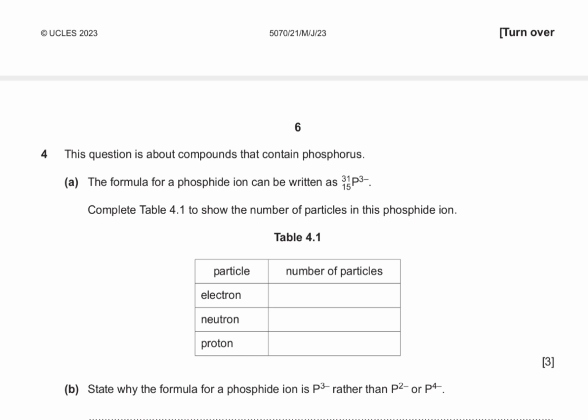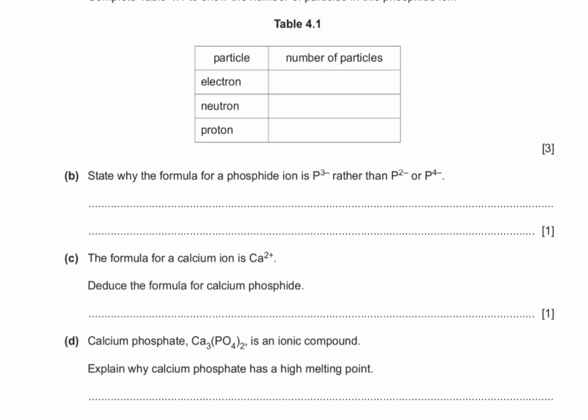State why the formula of phosphide ion is P3- rather than P2- and P4-. Because when you have P3-, it has its complete outermost shell. That's why this one is the formula.